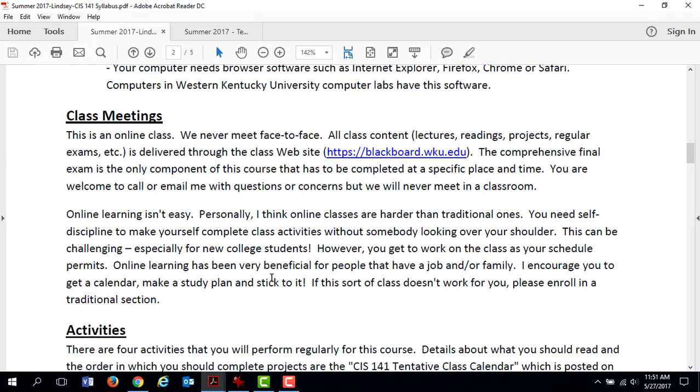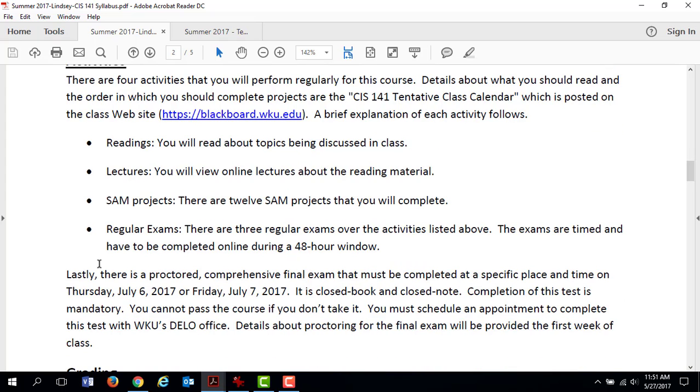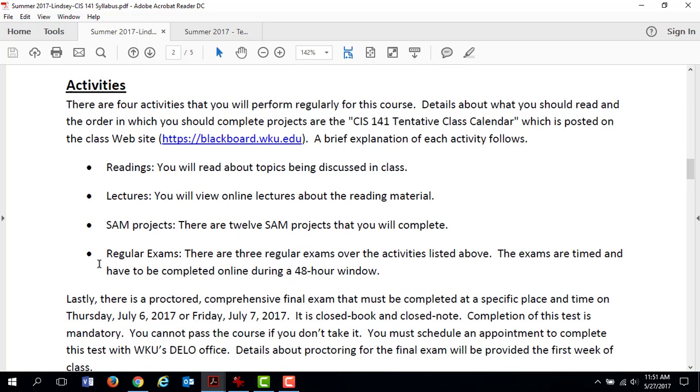Let's look at the activities that you'll be completing. There are 4 activities that you'll complete on a regular basis, and they're listed right there on the page for you. You'll be reading out of the textbook or through articles that I post for you on the Blackboard site. You'll be watching recorded lectures, and you'll also be completing 12 different SAM projects. And those SAM projects, you'll look at in just a moment.